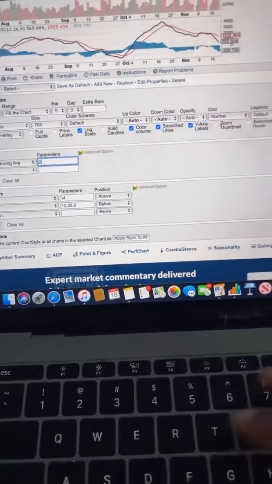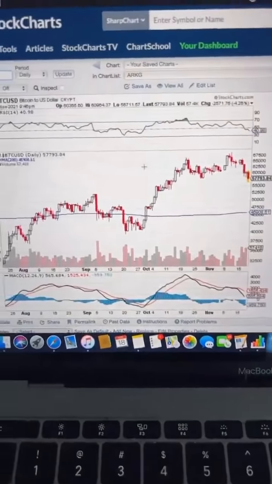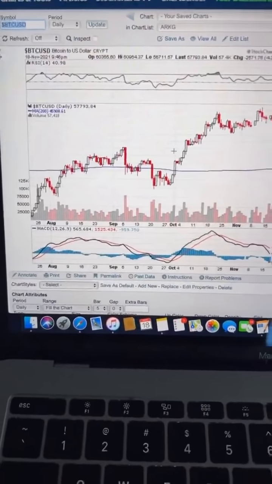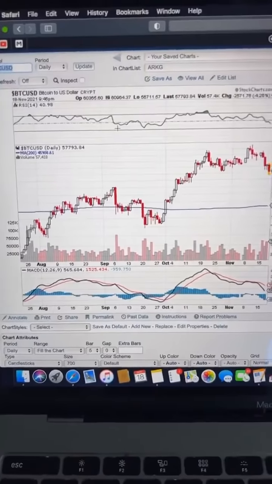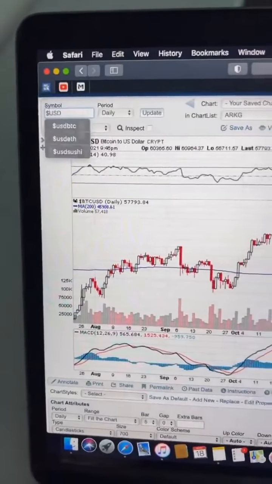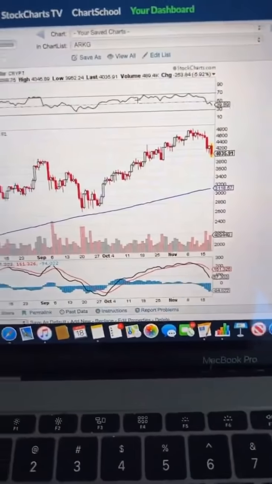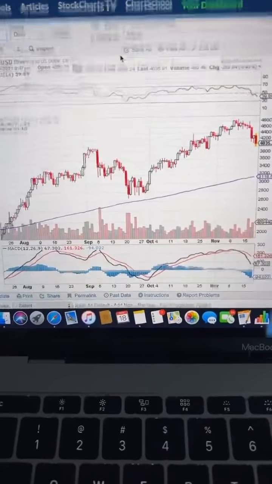Cool. All right. But look, it's free. You want to search Ethereum, ETH USD. Boom. That's how you use stockcharts.com. All right, the thing about Ethereum, right? I just said old ceilings become new floors, right?